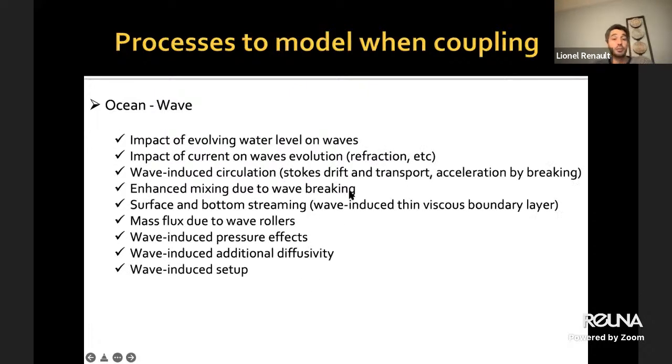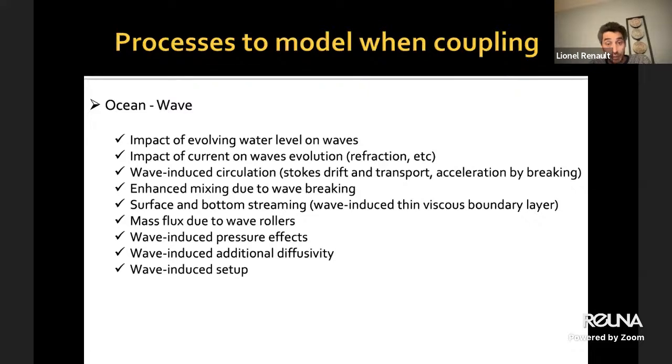And ocean waves, the loop between ocean and waves, has potentially a lot of interactions. That was presented by Swen before, so I won't be long here. The sea level can impact the waves. There is impact of the currents on wave evolution. For example, it has been shown recently using satellite data and models that the Agulhas current has a large imprint on the waves.